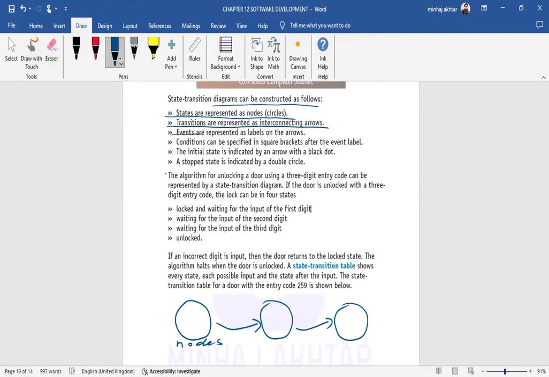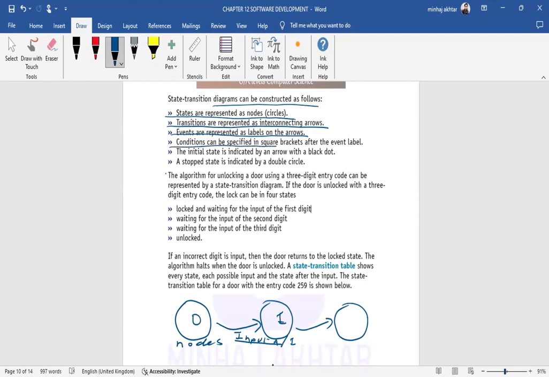Number three, events are represented as labels on the arrows. Events, what do you mean by events? Events means happening. Like what is happening here? Like you are going to input A. So right here, 0, you are going to input A. So look, this is an event. Event means the steps, whatever it is going to take. So from 0, you're going to input A or 1 here. If you input 1, the event happened. This is called an event. So whatever instructions are written with the arrow, down or up, will be considered events.